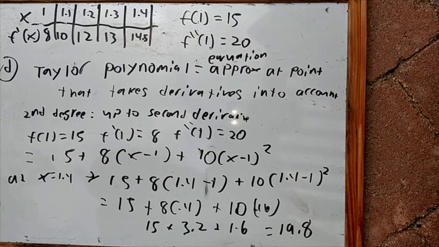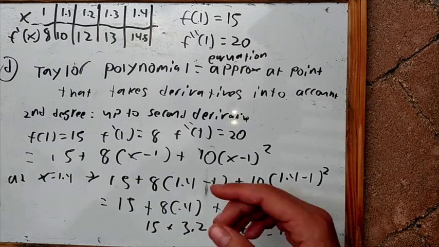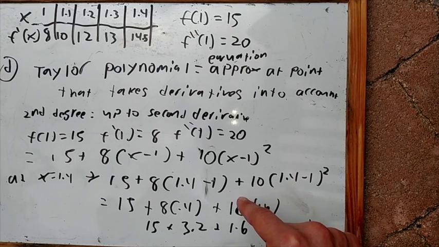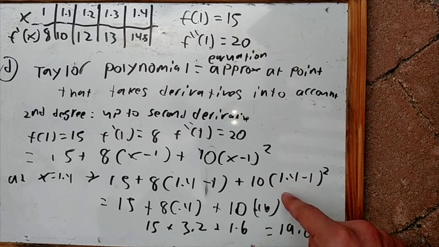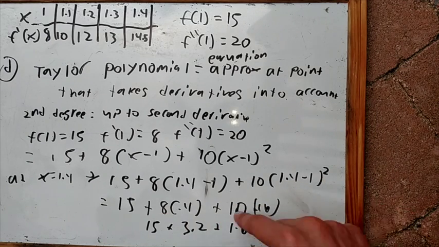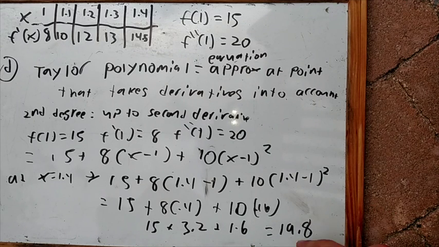The second point is for finding the approximation at x equals 1.4. To do this, simply plug in 1.4 for x. So you get 15 plus 8 times, in parentheses, 1.4 minus 1. And the same kind of thing with 10 right here. So you simplify that again, and you get 19.8, which is the answer. So that's it for the whole problem.